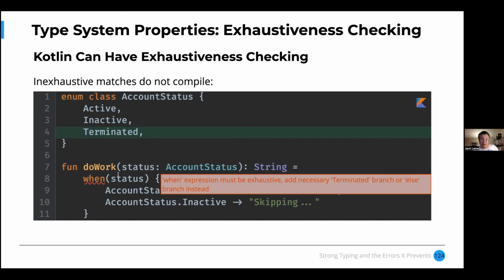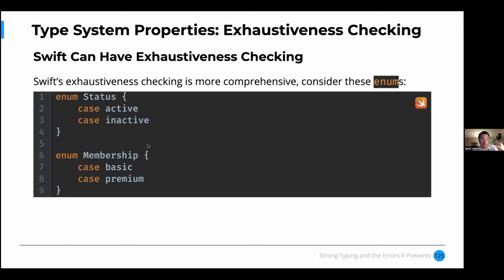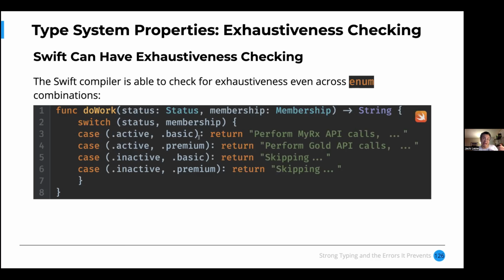Kotlin or Python or TypeScript no longer does exhaustiveness matching, which is where Swift actually shines here, right? So in Swift, I'm declaring two enum types, so a status of active, inactive, and membership of basic or premium. In Swift, I can actually do a switch on a pair of status and membership. And the Swift compiler, which is part of the reason why the Swift compiler is slower than everything else, is because it will actually do this check for you.